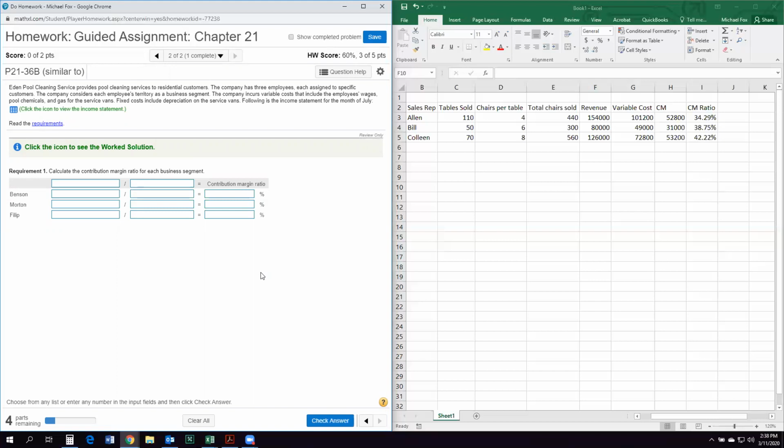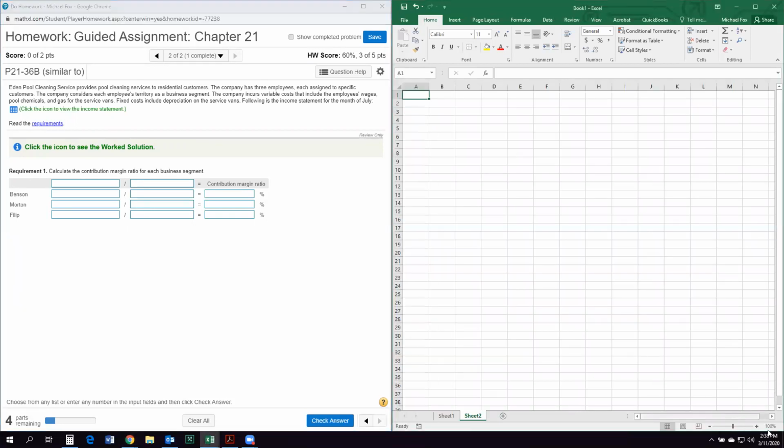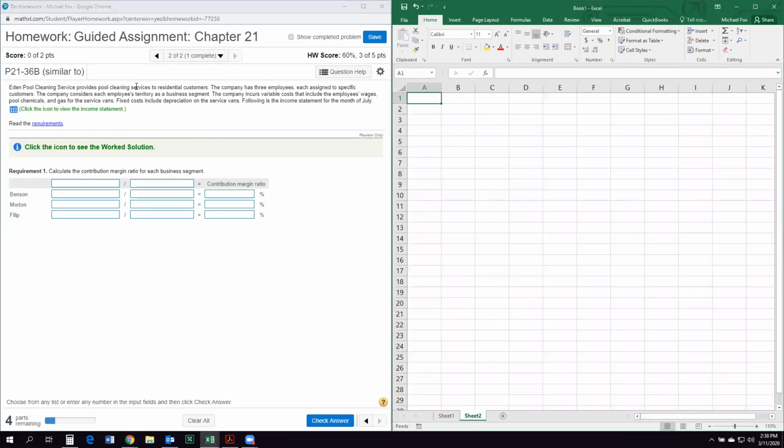And now we're on to the second problem, which is the Eden Pool Cleaning Service. They provide pool cleaning services to residential customers. They have 3 employees, each assigned to specific customers. The company considers each employee's territory as a business segment. The company incurs variable costs that include the employee's wages, pool chemicals, gas for the service vans, etc. All right, so calculate the contribution margin ratio for each business segment.